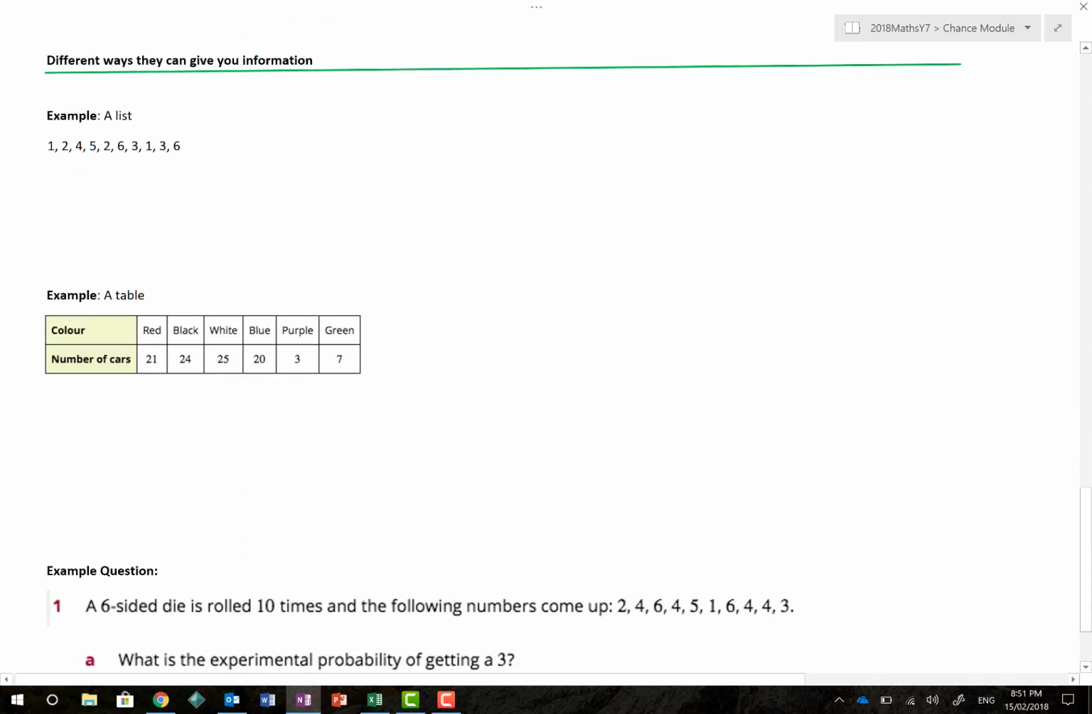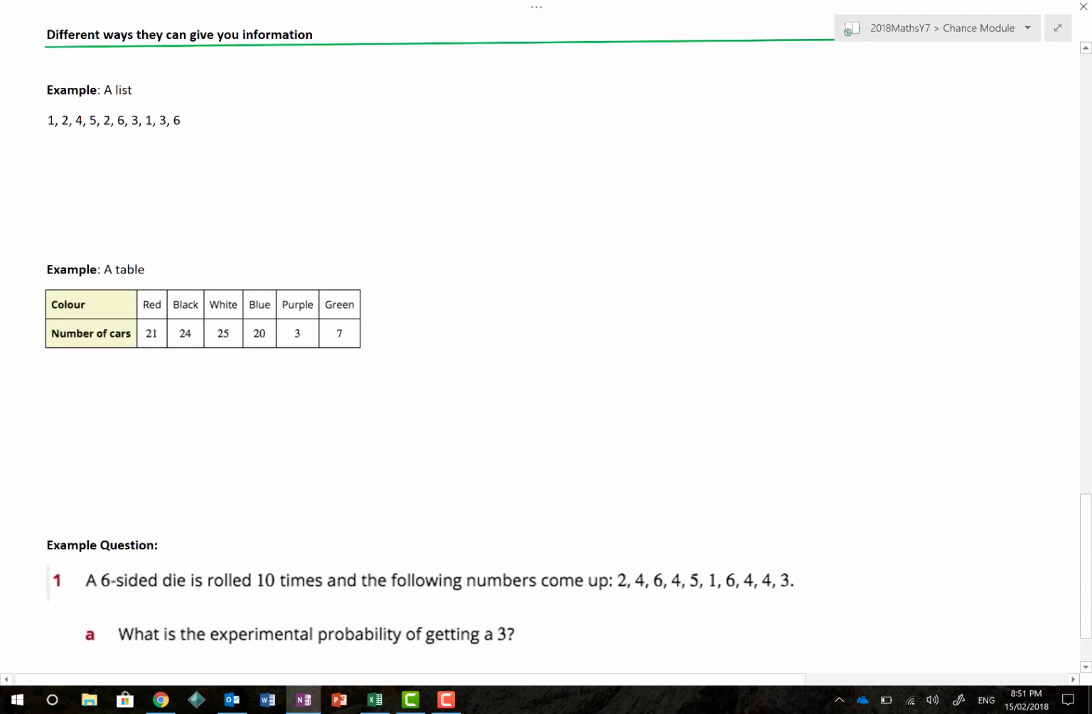Now, they can give you information in a question in lots of different ways, and you're about to start working on the questions in the textbook. So looking at this, first things first, this could be the list of numbers I got when I rolled a die 10 times. I got a 1, then a 2, then a 4, then a 5, then a 2, then a 6, then a 3, then a 1, then a 3, then a 6.